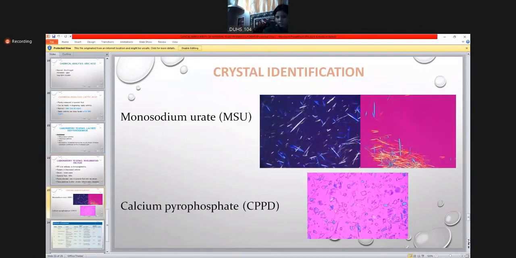Now come to the crystal identification. Crystals may be present in the synovial fluid in certain conditions, like monosodium urate crystals, right? These are monosodium urate crystals which are present in gout, okay? Or in pseudogout also. So monosodium urate crystals can be present in the synovial fluid. Similarly, calcium pyrophosphate crystals can also be present in the synovial fluid.